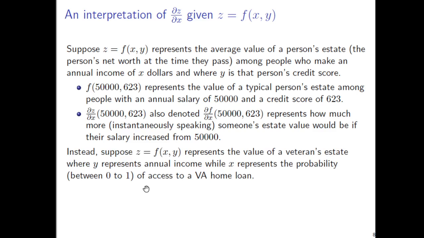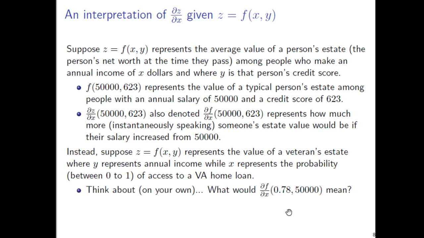Now, instead, suppose z equals f of x comma y represents the value of a veteran's estate, where y represents annual income, and x represents, say, a probability, which should be a number between 0 and 1, of access to a VA home loan. Then you should think about things like, what would the partial derivative of f with respect to x at the point 0.78 comma 50,000 mean? I've switched what x and y are, but think about what things like this would really mean and try to have an interpretation of these things, just like the interactive question.